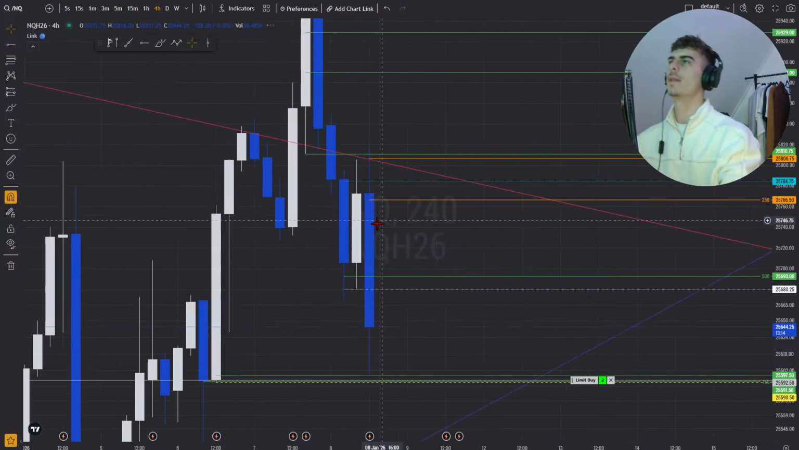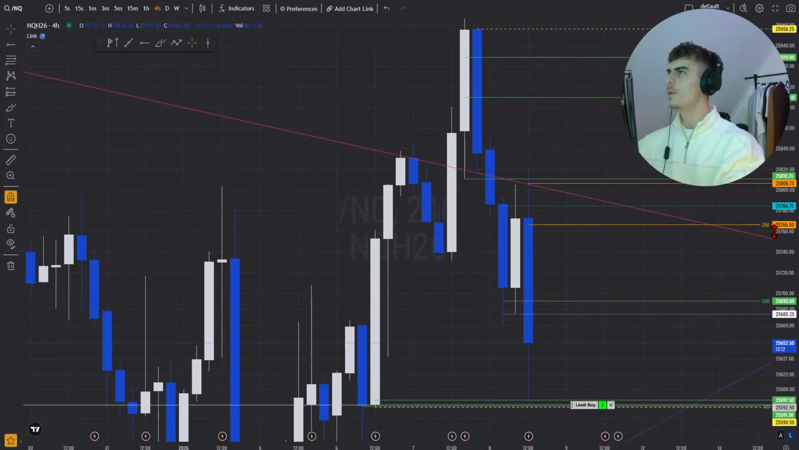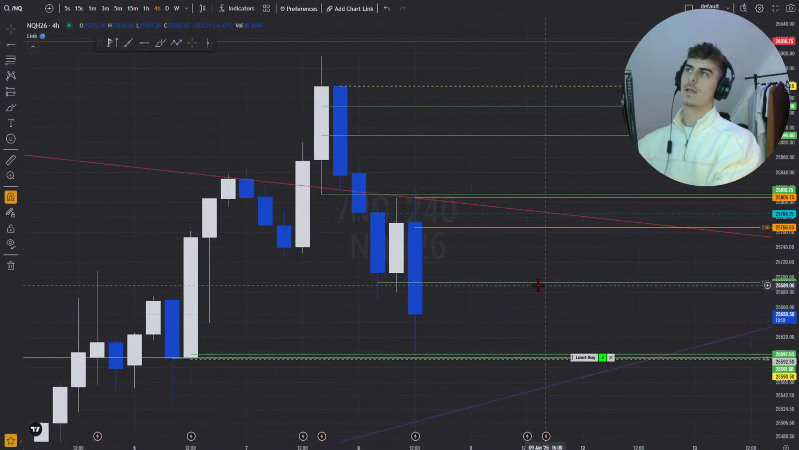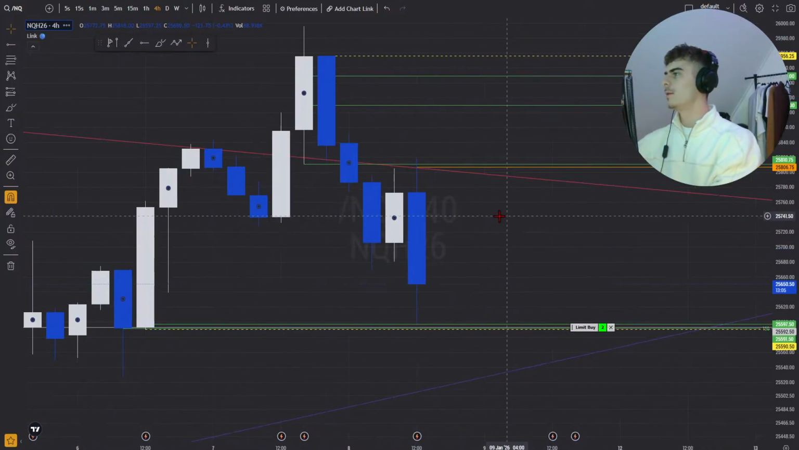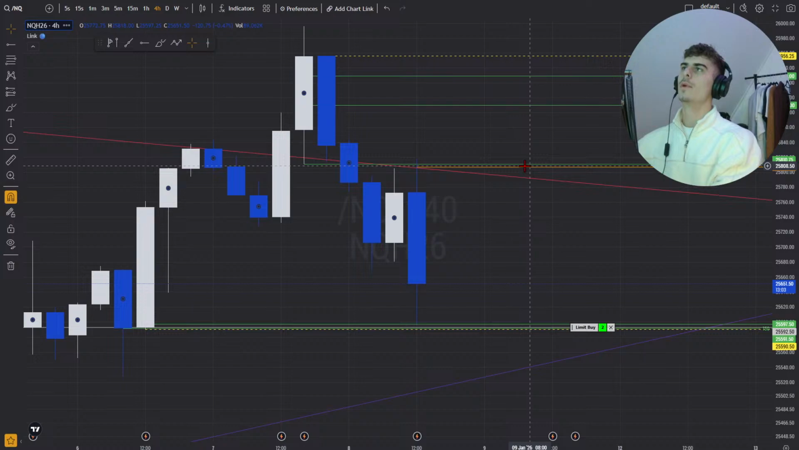So let's see what we can take short, because we are moving short right now. There is some polarity we created, so let's see what we can do. So we just took.